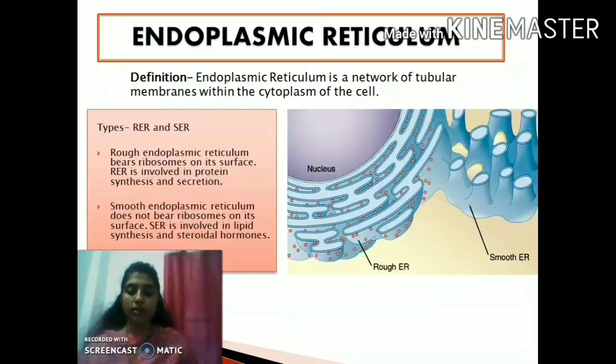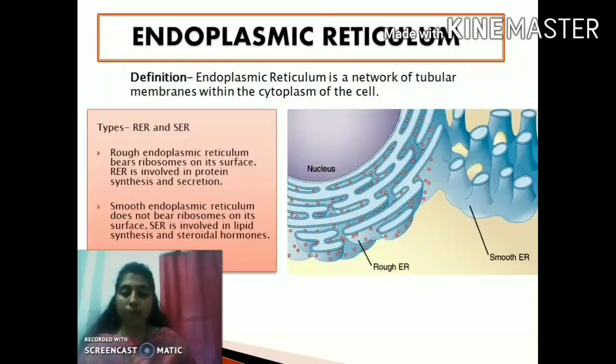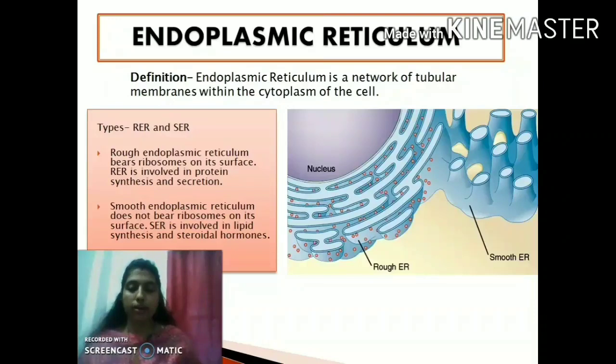It's a very important cell organelle which constitutes a network of tubules. The endoplasmic reticulum is present in very close proximity to the nucleus, that is, near the nucleus. Sometimes the membrane of the endoplasmic reticulum is fused with the nuclear membrane. There are two main types of endoplasmic reticulum: rough endoplasmic reticulum and smooth endoplasmic reticulum, that is RER and SER.